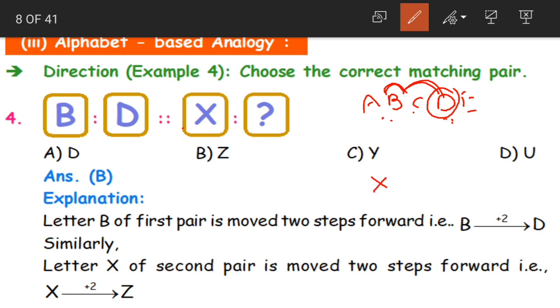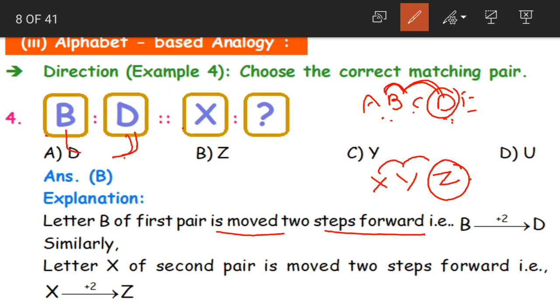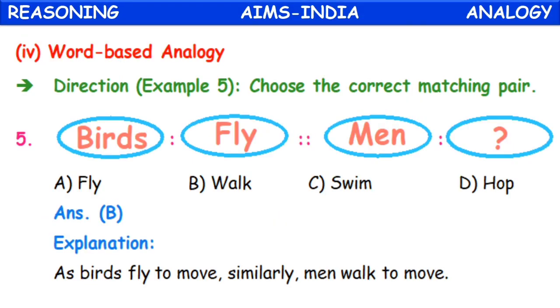In the same way we have X, Y, Z. So from X if we move 2 steps, we arrive at Z. The relationship between B and D is that if we move 2 steps forward, we'll get D. In the same way, to find out the letter that is related to our X, we have to move 2 steps forward from X. When we do that, we'll get Z as our answer. Option B, Z is the correct option. Understood, children?